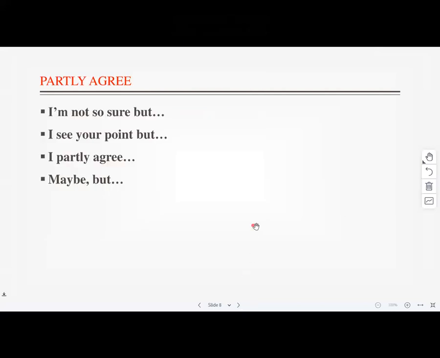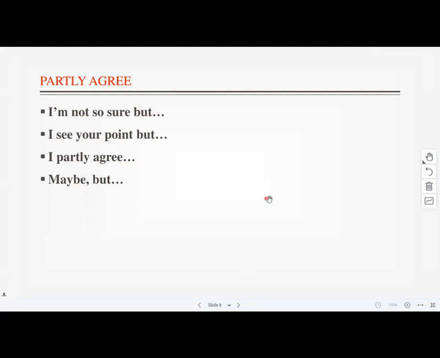Then we also can partly agree with certain statements. For example, yesterday one of my students asked me what about assignments. So I told them that I'm not sure, but you're supposed to submit it on LMS. So I was agreeing, I was confirming to some extent, right?